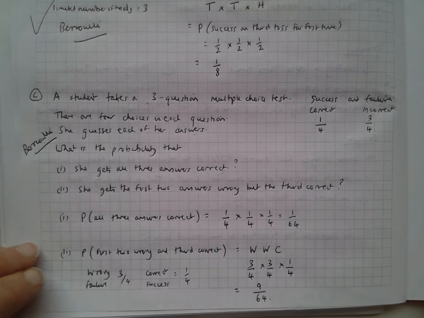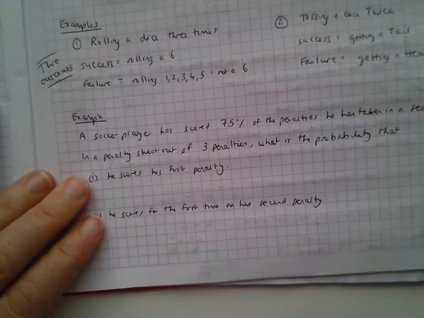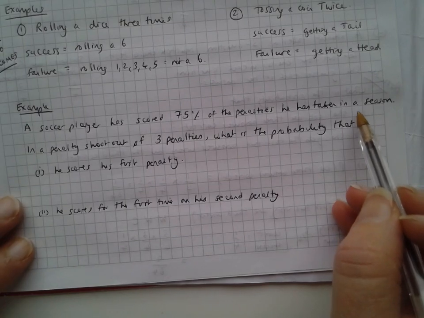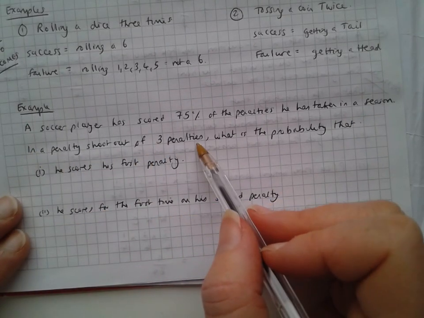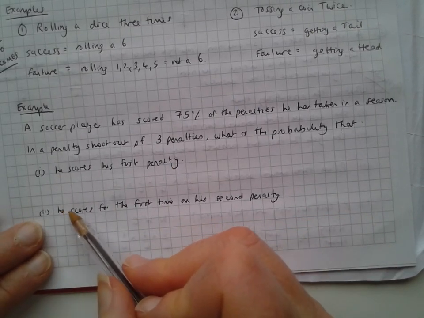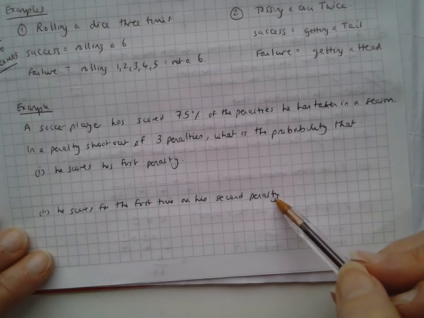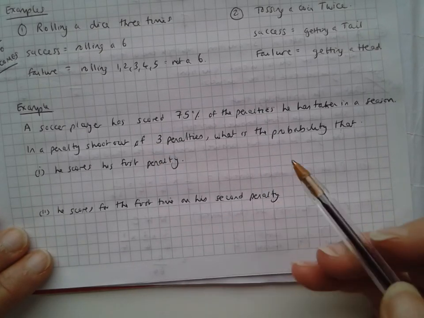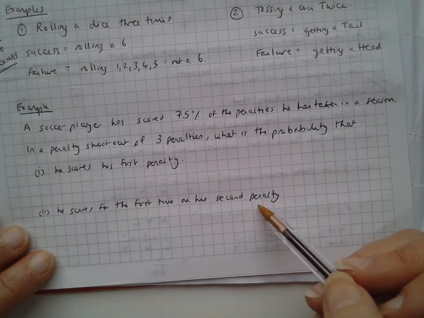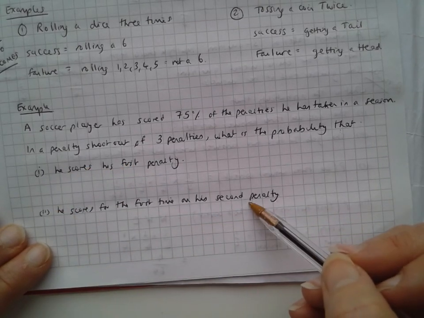Okay. Final question. And this again is one that they like to do. A soccer player has scored 75% of the penalties he has taken in a season. In a penalty shootout of 3 penalties, what's the probability that he scores his first penalty, or that he scores for the first time on his second penalty? Even though it's 3 penalties, we're just looking at the second penalty, so we don't really need to worry about the fact that there's a third one, because the question is just dealing with the first 2 penalties.